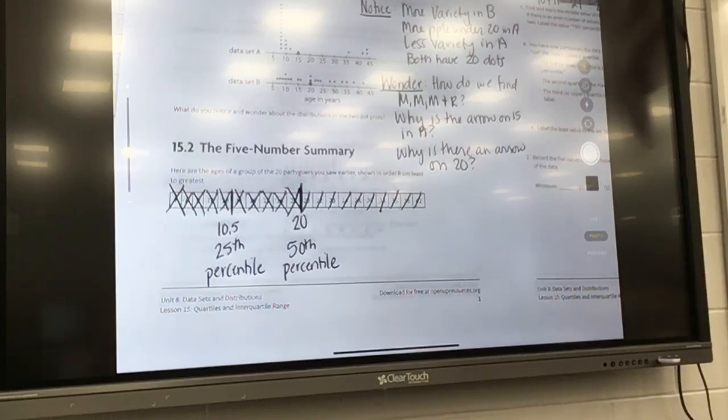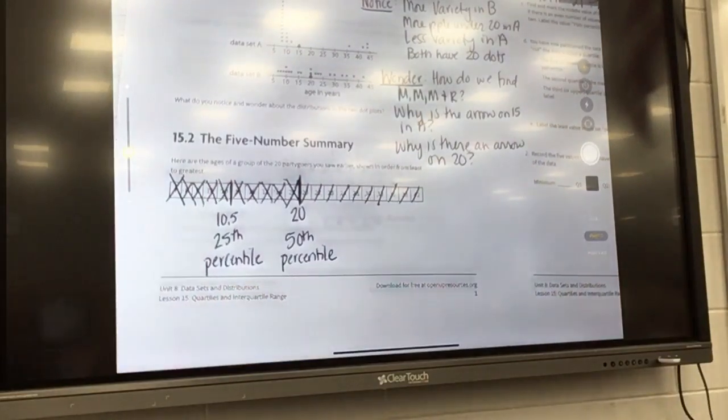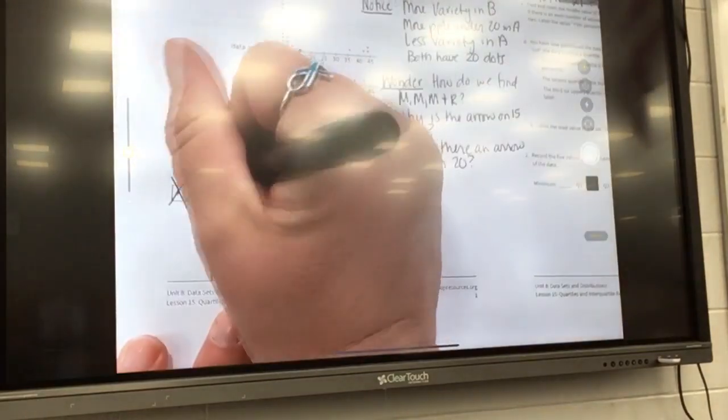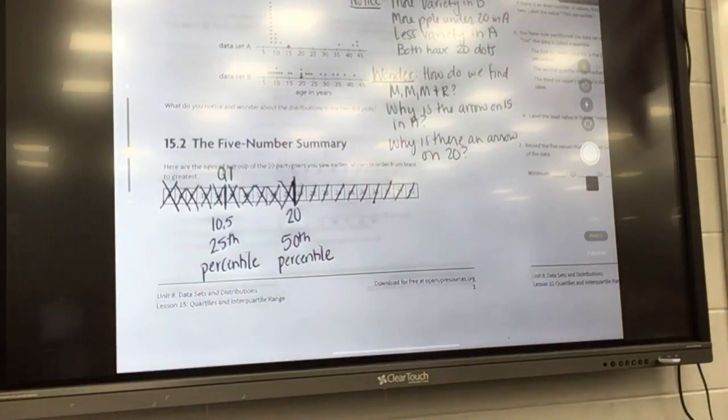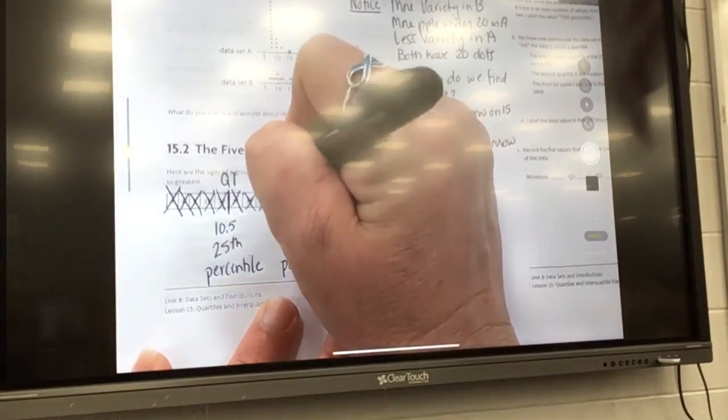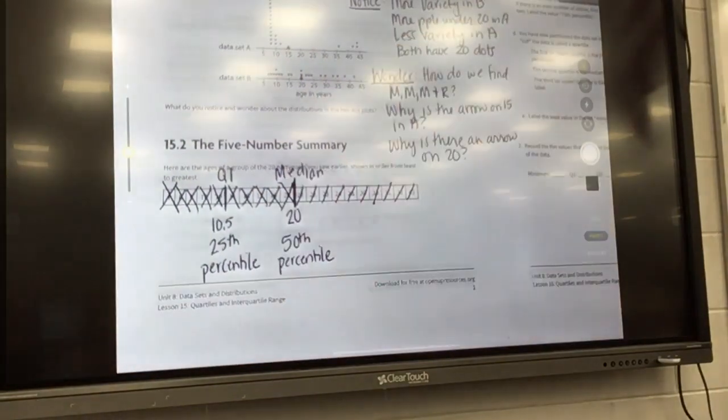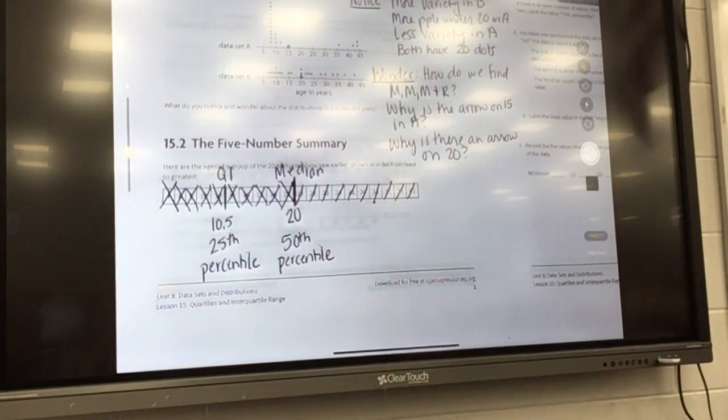We're good? What is 10 and a half also? Something else that we've been talking about, especially a lot yesterday. What else would we call 10 and a half? We wouldn't just call it the 25th percentile. What else would we call it? Bonnie? Q1. All right. What would we call our 50th percentile? Q2 or median. So what do you think we're going to call the next thing that we're about to do? Q3 or what? Aiden? It's the 75th percentile.